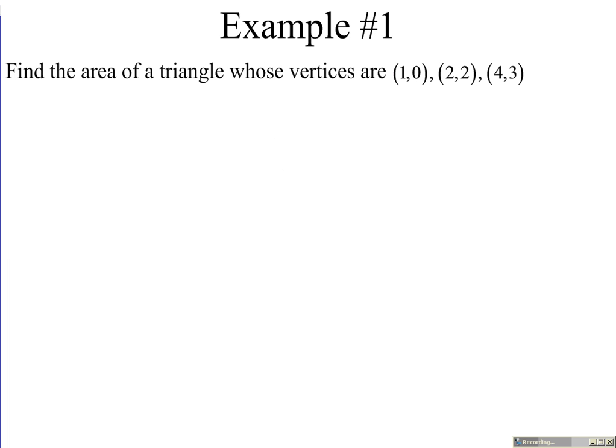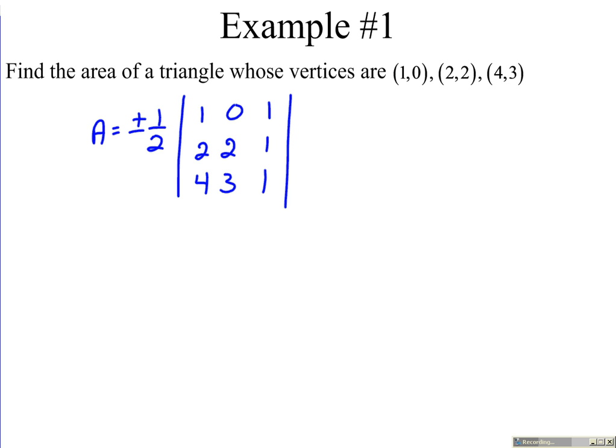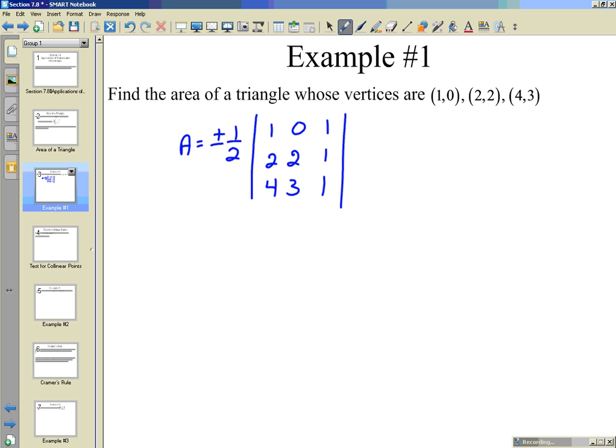So looking at our first example here, find the area of a triangle whose vertices are (1, 0), (2, 2), and (4, 3). This formula tells us that we can take plus or minus 1/2 times the 3 by 3 determinant, where we use the ordered pairs (1, 0), (2, 2), (4, 3). Third column is always a column of ones. From here, you can go to your calculator and put this determinant into the calculator.